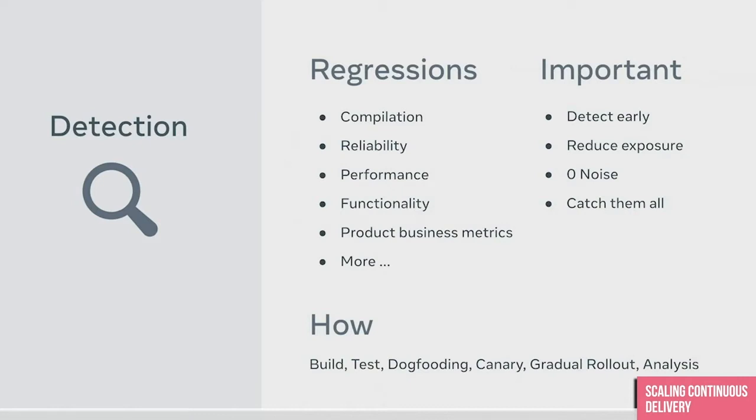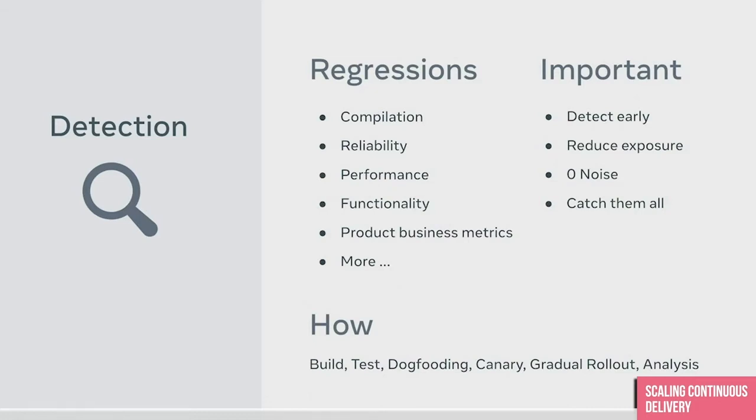The detection part is responsible for finding regressions. What types of regressions might we have? In compilation, availability, performance, functionality, product business metrics, and others, you name it. There are some important aspects of how we detect regressions. First of all, we want to detect them as early as possible. If it's possible to detect in the IDE, it's perfect. If not, then as part of the CI process, or as part of the tests. The earlier the better for developers, they know about those issues earlier.